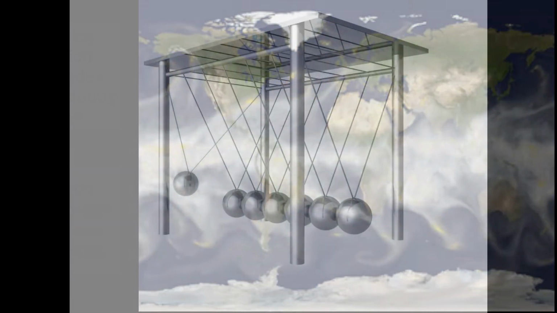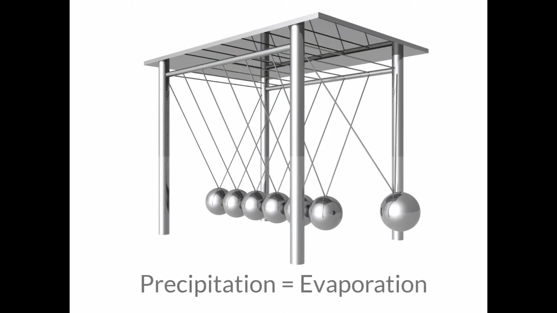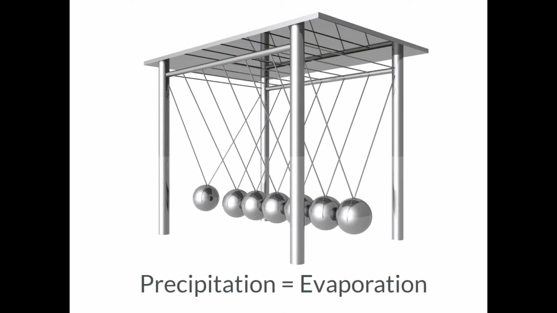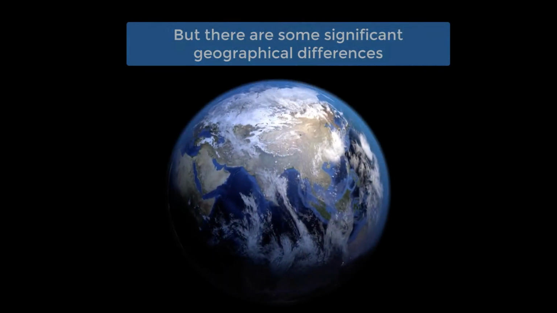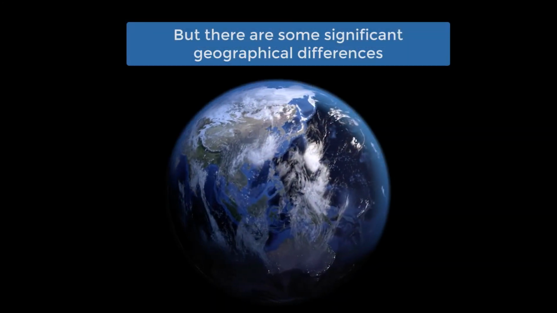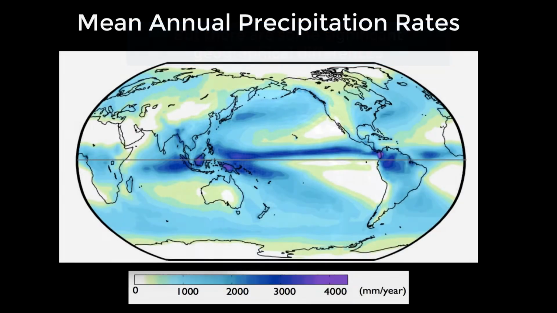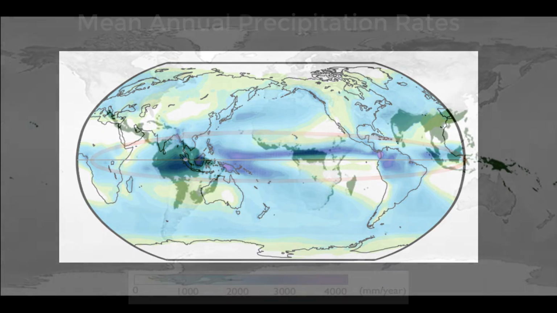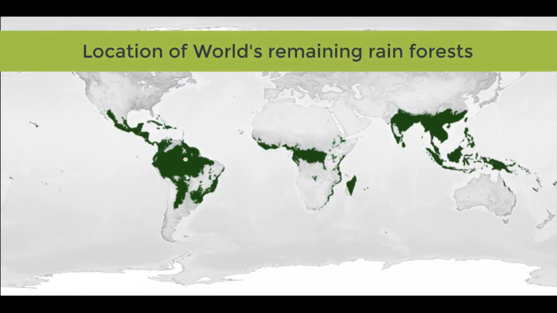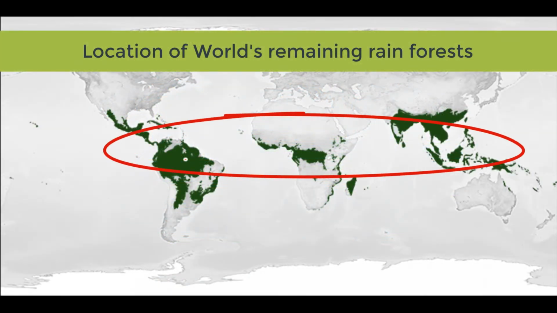So yes, on a global scale, the amount of water evaporating is about the same as the water delivered to Earth as precipitation, but it does vary geographically. As you can see in this map that shows mean annual precipitation rate, notice it's highest along the equator. And this rainy band moves to the north and south throughout the year, depending on seasons, but in general hovers near latitude 0. It's not a coincidence that this is also the location of the world's remaining rainforests.